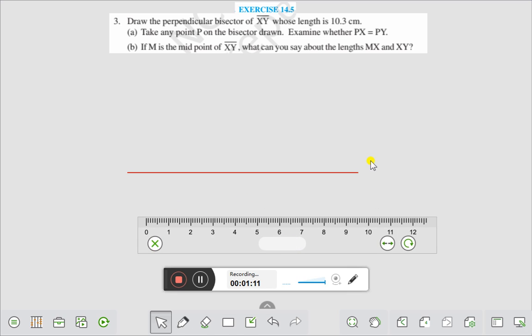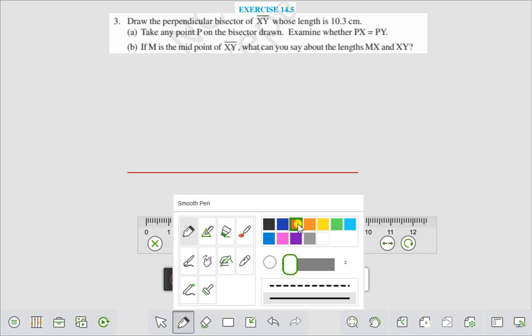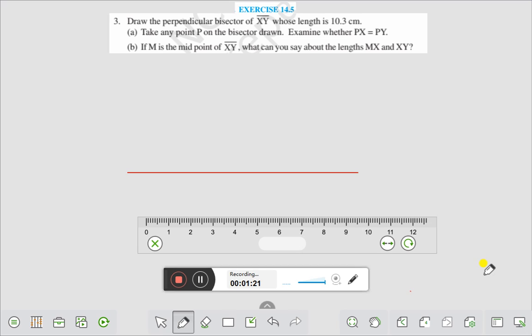Right? We have taken a line whose length is 10.3 centimeter and the name of this line is XY. Therefore, we are writing the name of this line as XY. So this is X and this is Y. Right? I have to draw a perpendicular bisector of XY.